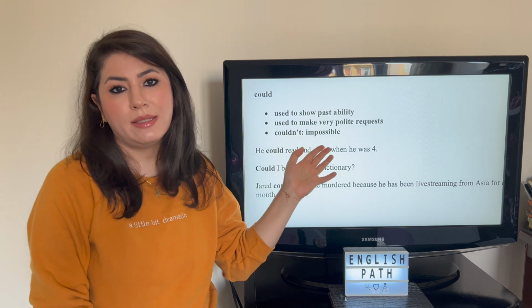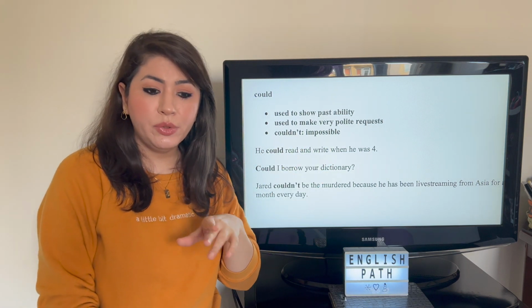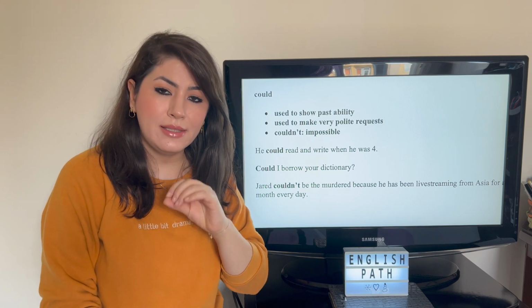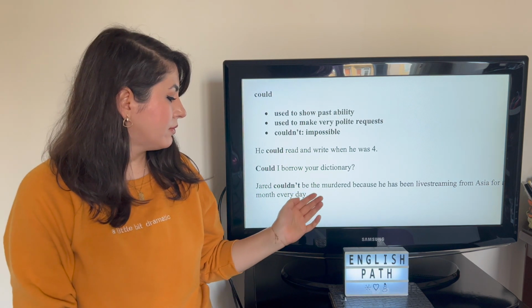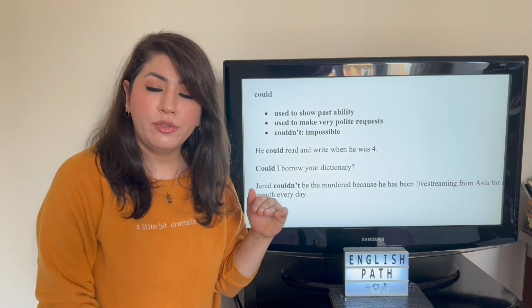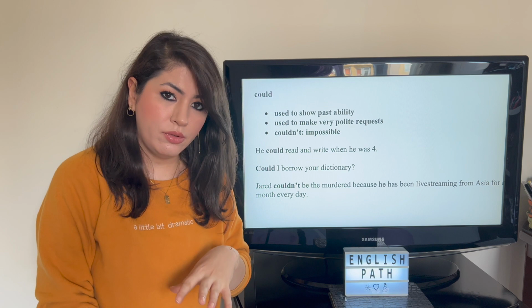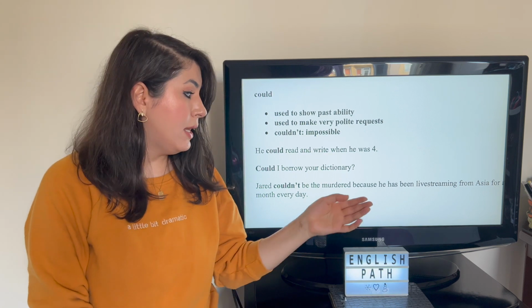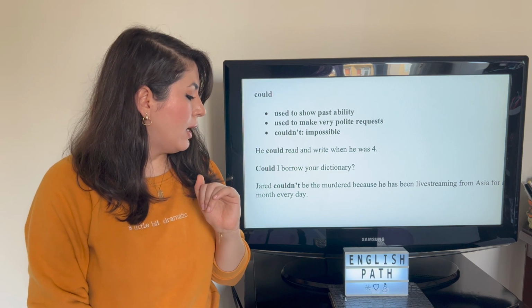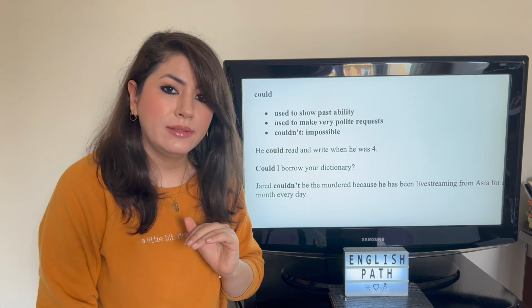Couldn't shows impossible situations, but be careful, you can use it to talk about impossible future or present situations. For example, Jared couldn't be the murderer. It's impossible for Jared to be the murderer. Right now, it's a present situation because he has been live streaming from Asia for a month every day.